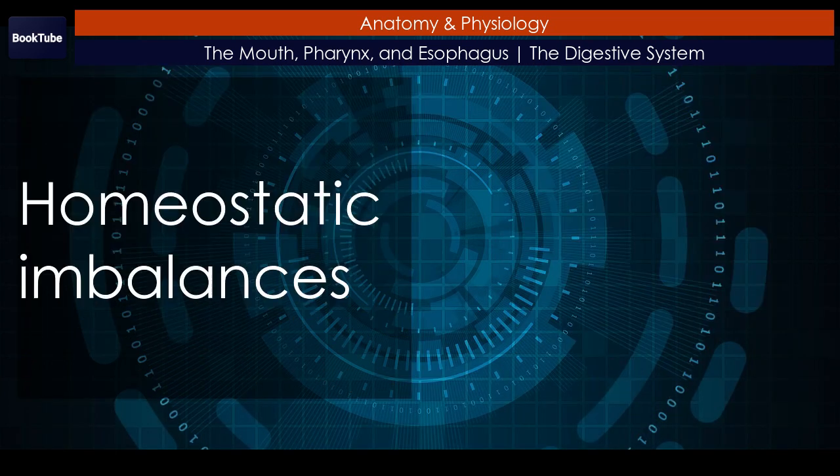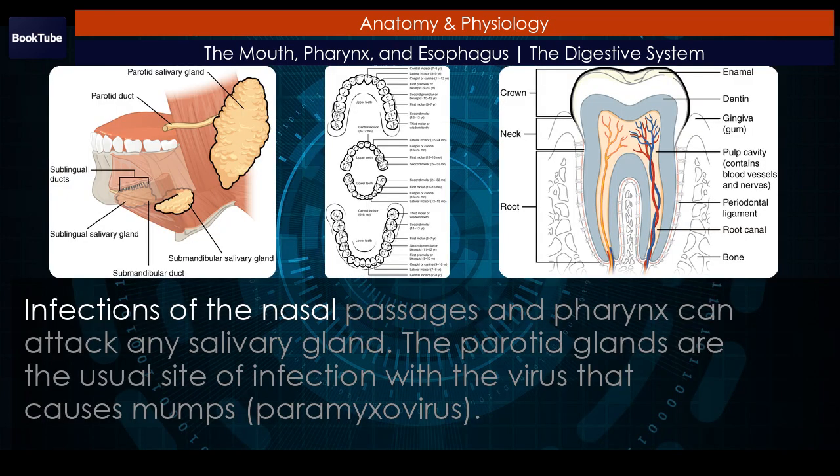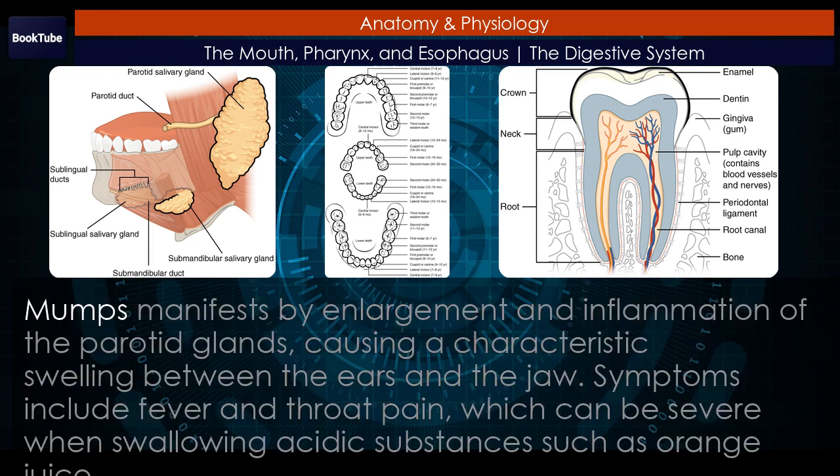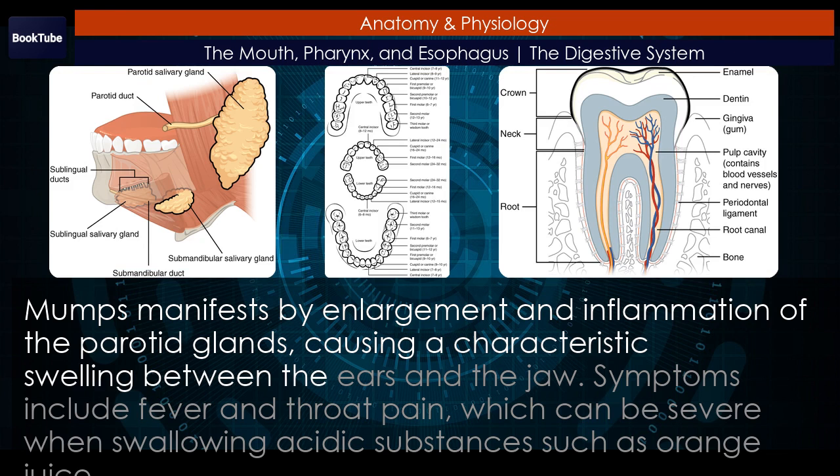Homeostatic imbalances: the parotid glands and mumps. Infections of the nasal passages and pharynx can attack any salivary gland. The parotid glands are the usual site of infection with the virus that causes mumps, a paramyxovirus. Mumps manifests by enlargement and inflammation of the parotid glands, causing a characteristic swelling between the ears and the jaw. Symptoms include fever and throat pain, which can be severe when swallowing acidic substances such as orange juice.